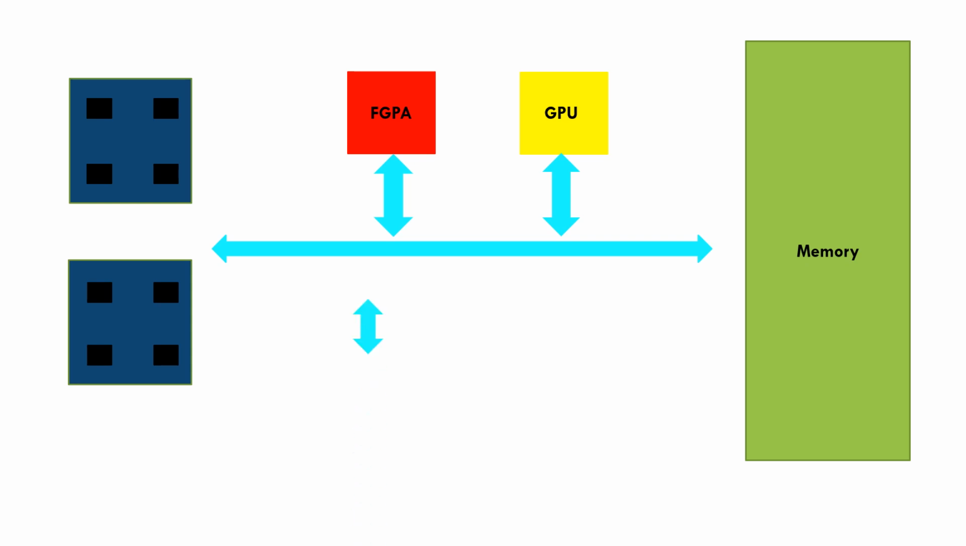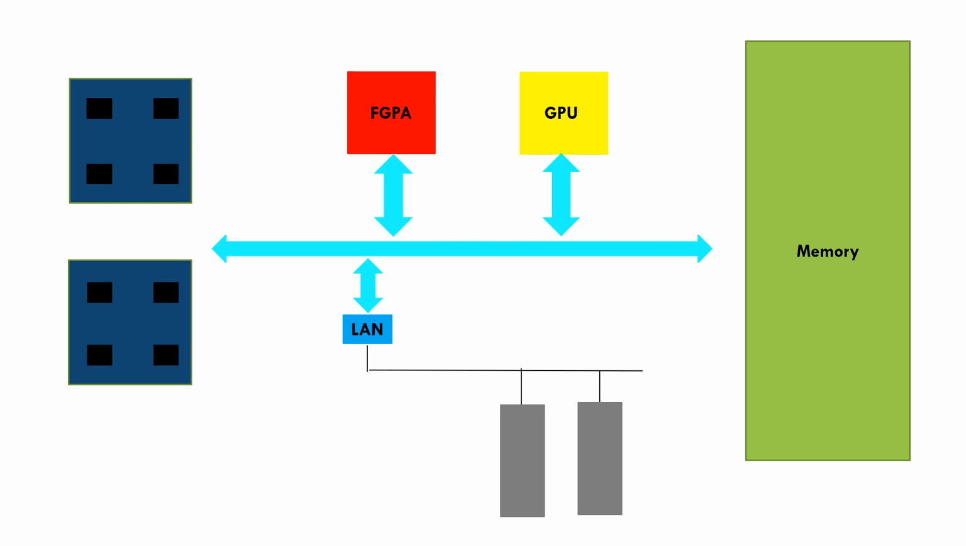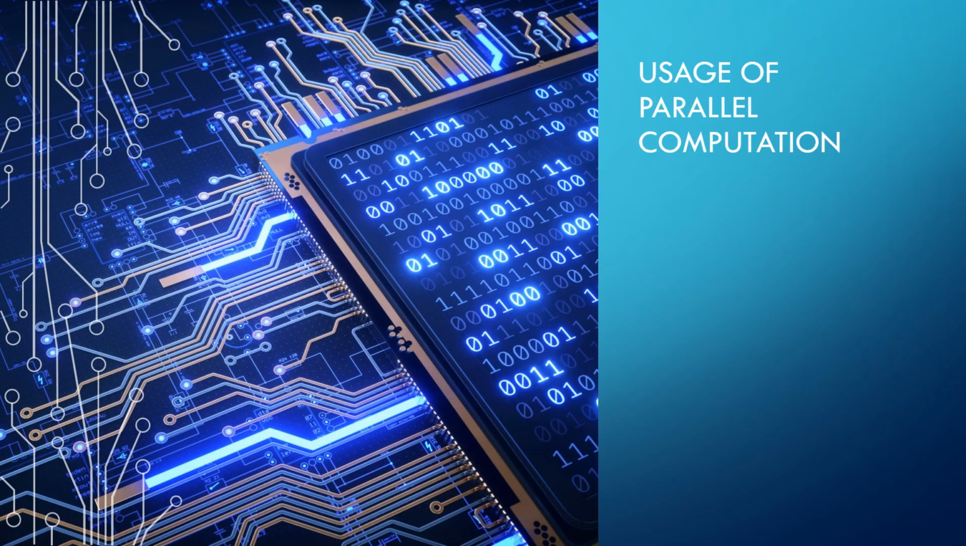Finally, we have the computer clusters, which are connected to the memory via a LAN. And these computer clusters can either be connected to the same memory or to different memories. Each of these computer clusters can have its own GPU and FPGA, making them heterogeneous computer clusters. But these computer clusters, like everything defined earlier, run in parallel to one another, which helps speed up execution time.